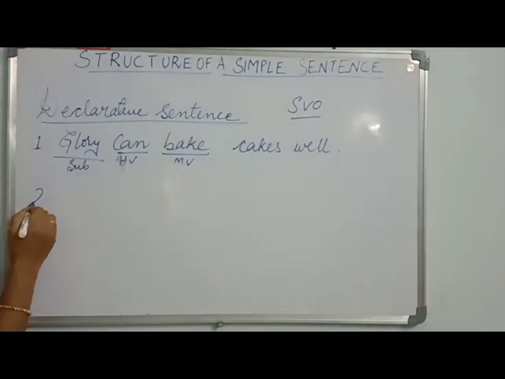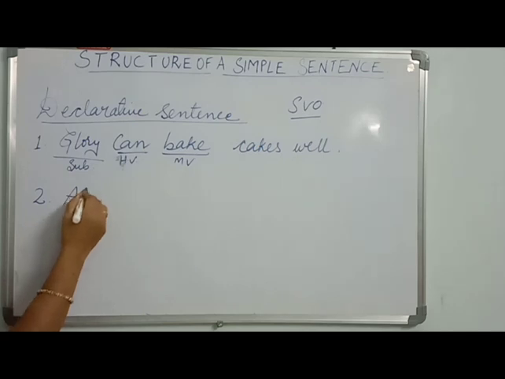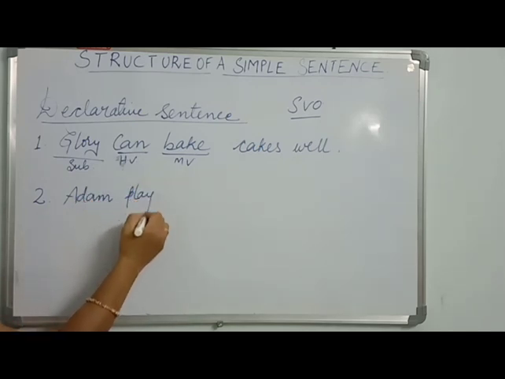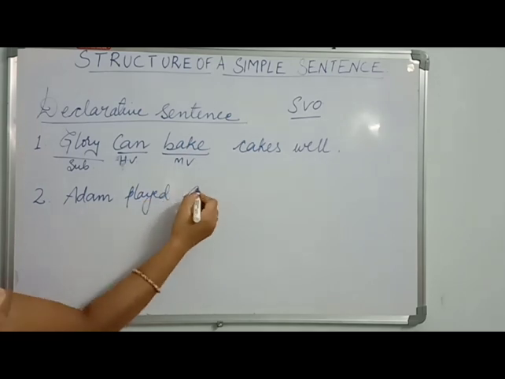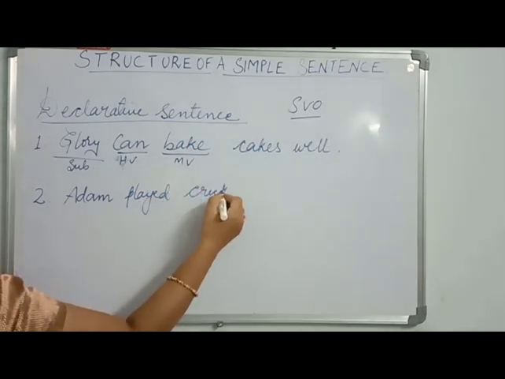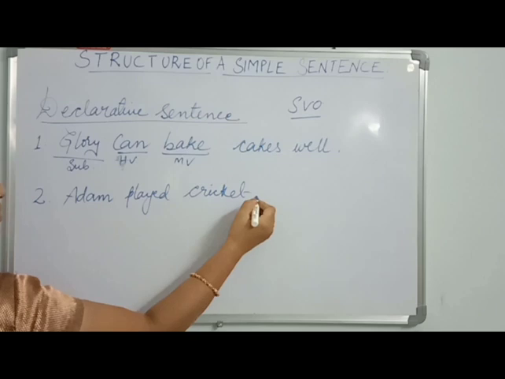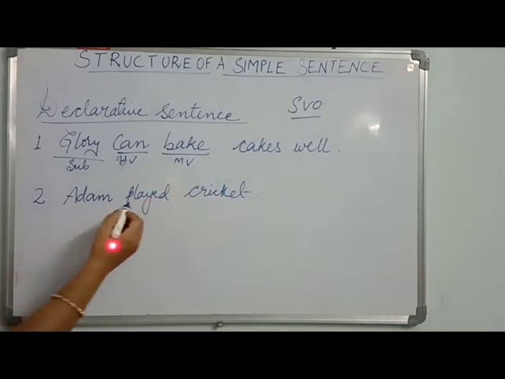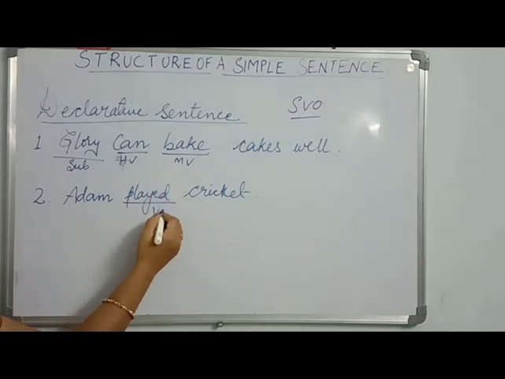Let's take another example. Adam played cricket. Here you don't have the helping verb. You have only one verb, the action word, and that is played. That functions as the main verb. Played is the verb in the sentence.